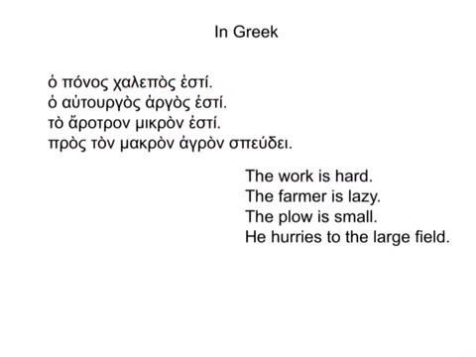The same thing is true in our second sentence, ho autourgos argos esti, the farmer is lazy. In this case, we have a sentence that's equating ho autourgos with argos. Ho autourgos is nominative, masculine, and singular, so argos has to be as well. And finally, the same thing is true in this last linking verb sentence, to aroton mikron esti, the plow is small. To aroton is nominative, neuter, singular, and mikron therefore has to be nominative, neuter, singular.